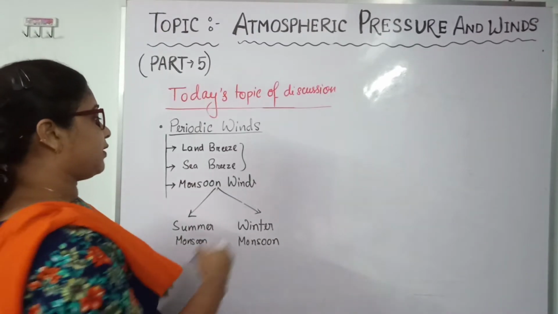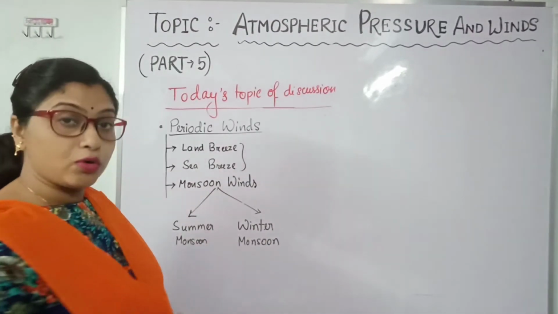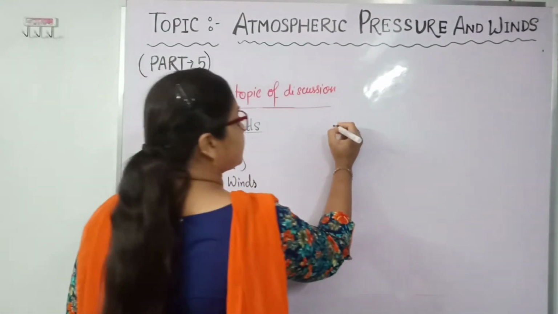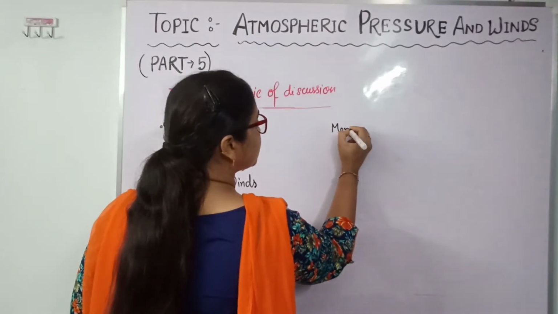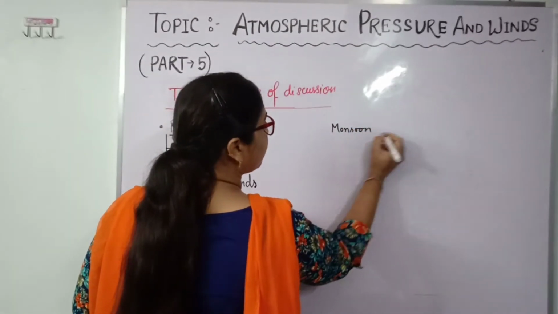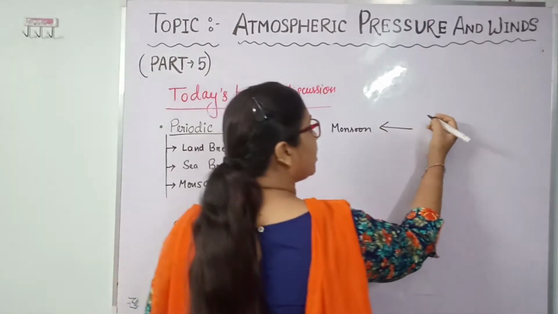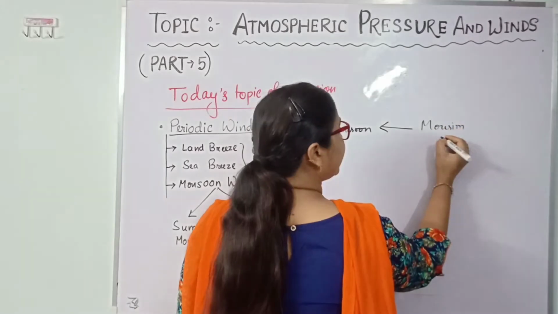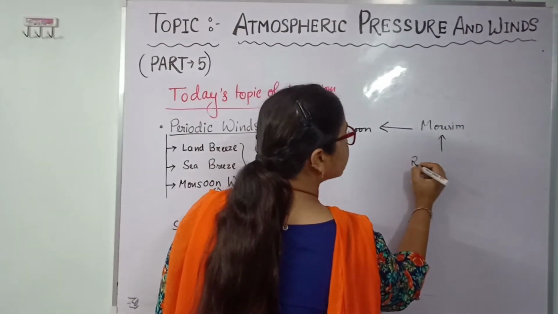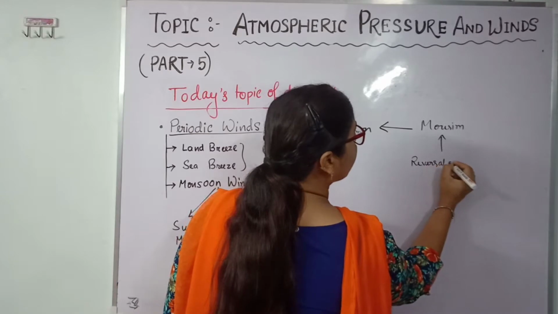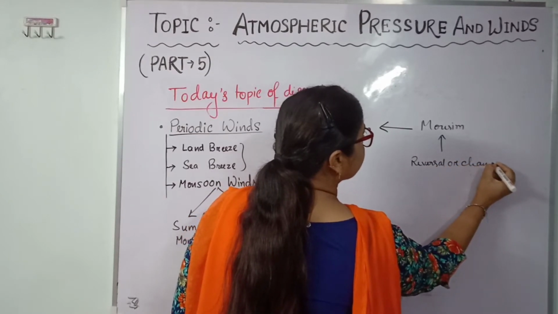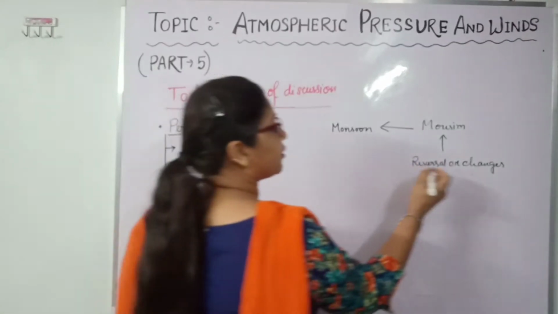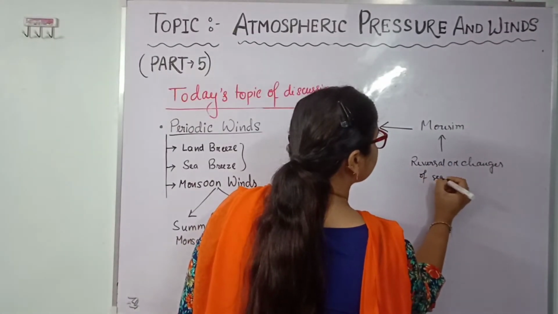Now students, I will talk about monsoonal winds or monsoon winds. So from where has the term monsoon come? The term monsoon has come from an Arabic word, mausim, which actually means reversal or change of season. So students, remember that, because in the exam it is often asked: reversal or change of seasons.